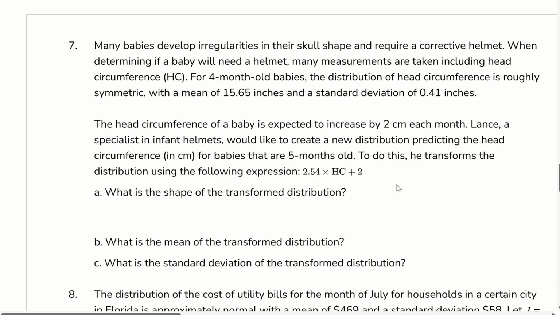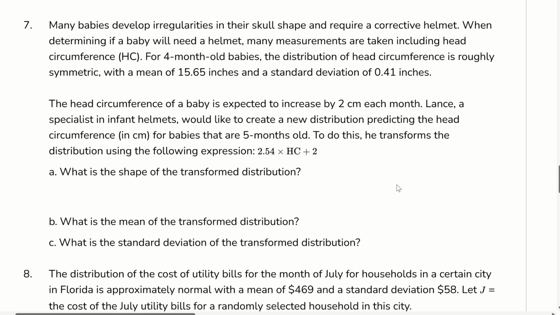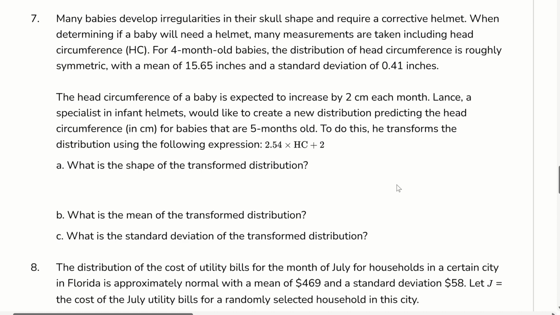Many babies develop irregularities in their skull shape and require a corrective helmet. When determining if a baby will need a helmet, many measurements are taken, including head circumference. For 4-month-old babies, the distribution of head circumference is roughly symmetric with a mean of 15.65 and a standard deviation of 0.41. The head circumference of a baby is expected to increase by 2 centimeters each month. Specialists in infant helmets would like to create a new distribution predicting the head circumference for babies that are 5 months old. To do this, he transformed the distribution using the following expression.